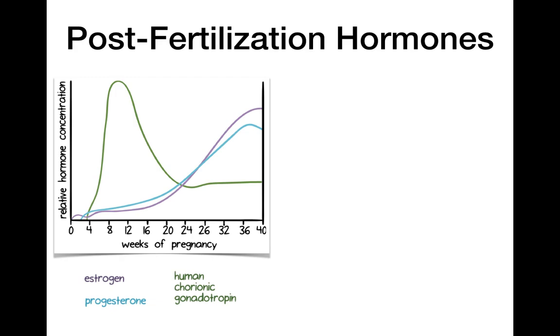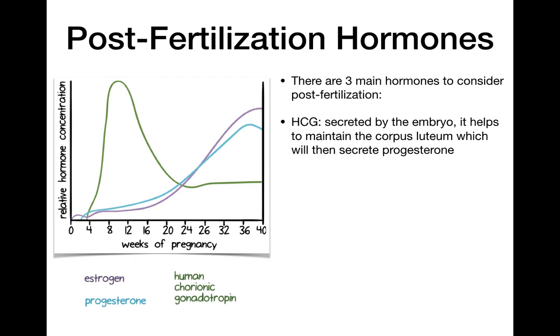The hormones we're working on here are 3 main hormones for post-fertilization, and those are HCG, which is secreted not by a particular gland, but by the embryo itself. And that's going to help maintain the corpus luteum, which then will secrete progesterone. And you can see here HCG peaks really early in pregnancy and then really goes down. And this is the hormone that pregnancy tests detect, which we talked about in topic 11 with monoclonal antibodies.